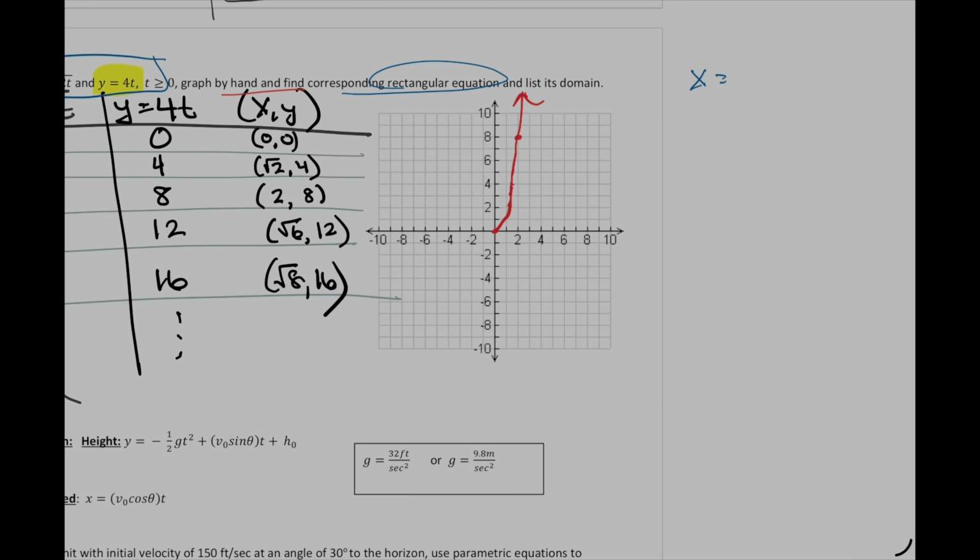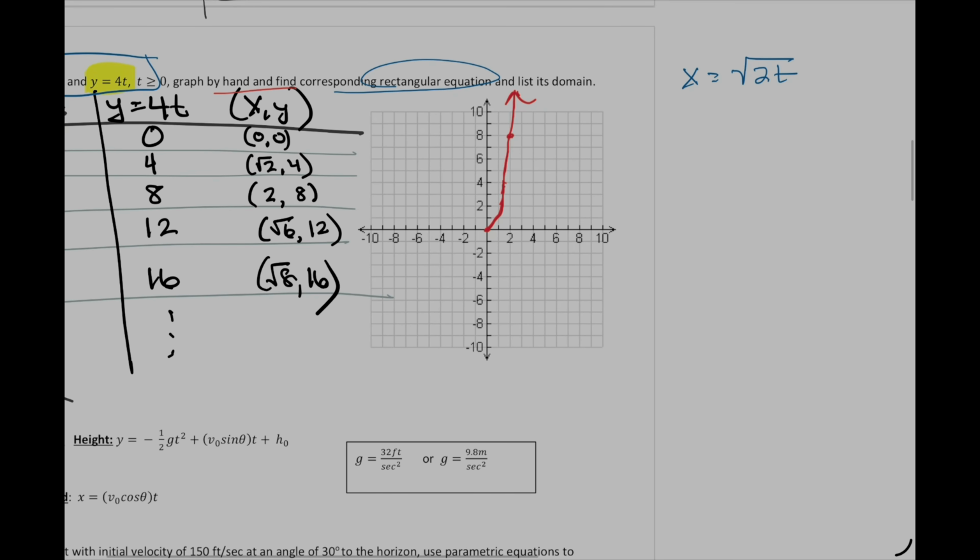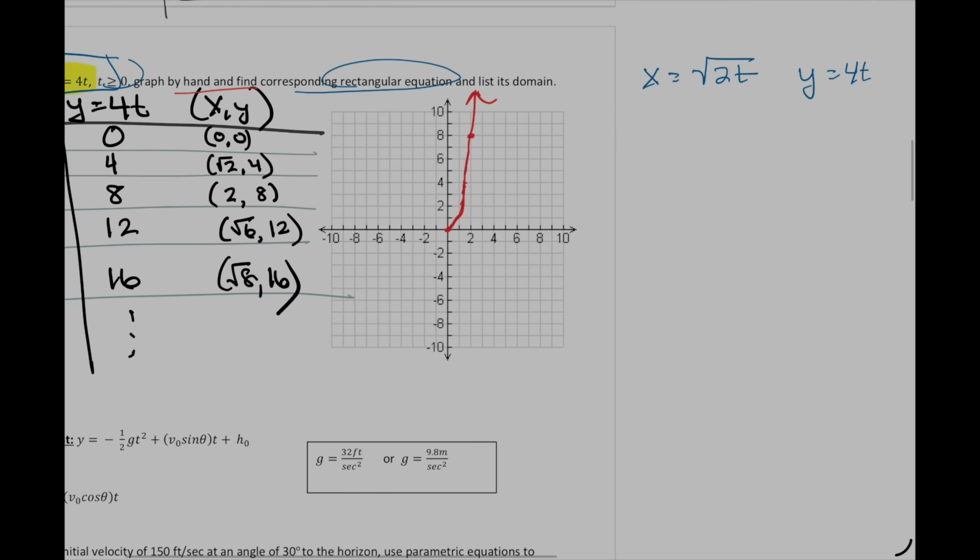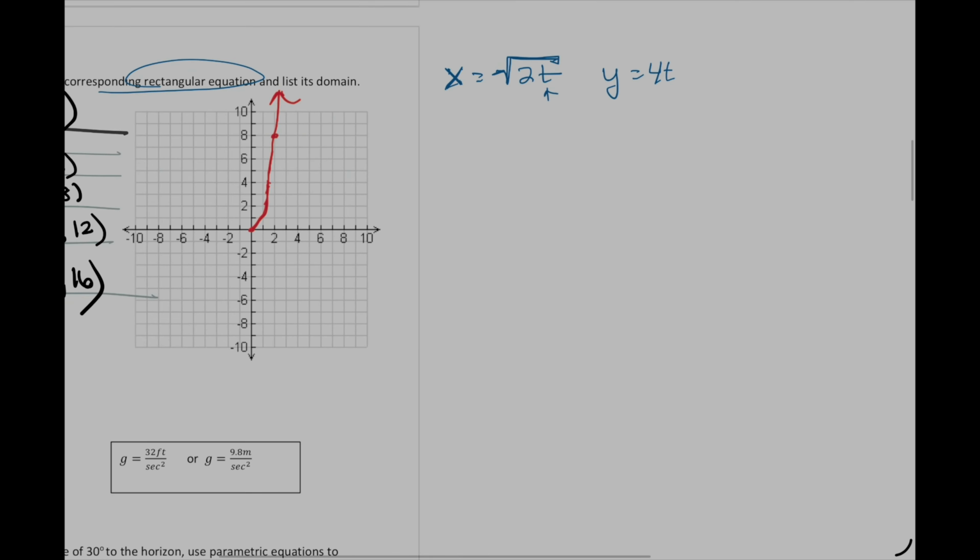If x is equal to square root 2t and y is equal to 4t, technically it doesn't matter which one you solve for, but mental note here, if t is greater than or equal to 0, then the stuff underneath this is greater than or equal to 0, and square rooting it then is possible, and x will be greater than or equal to 0. Okay? All right, let's solve this for t.